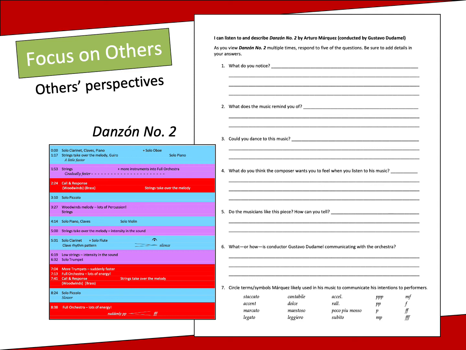This lesson is based on Danzón No. 2 by Mexican composer Arturo Marquez. The lesson begins with brief bio information, and then there's a listening map to accompany a performance. Notice the sections highlighted in blue are more calm, red sections are more agitated and excited, and then purple represents a mood that's in between. There are various open-ended questions, and students are instructed to respond to 5 of their choice.